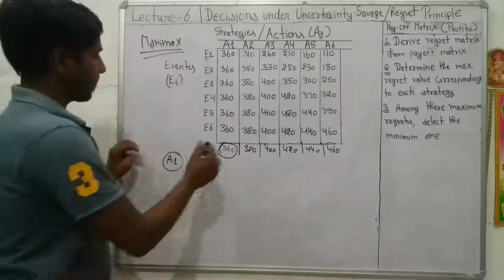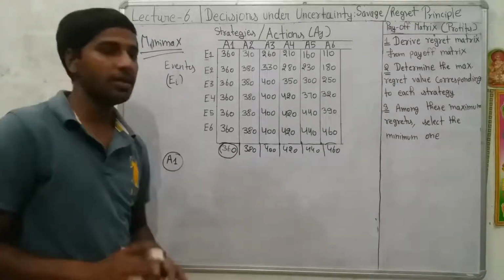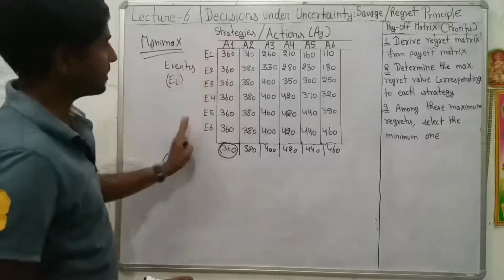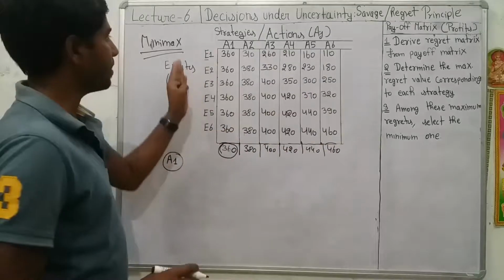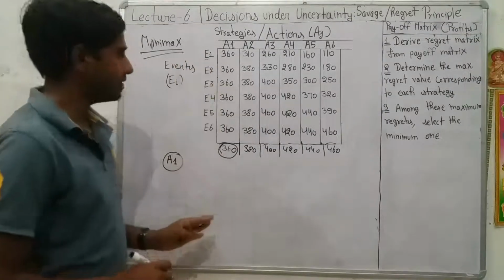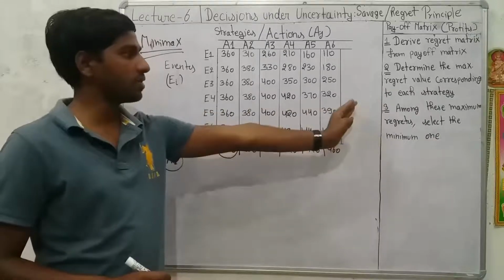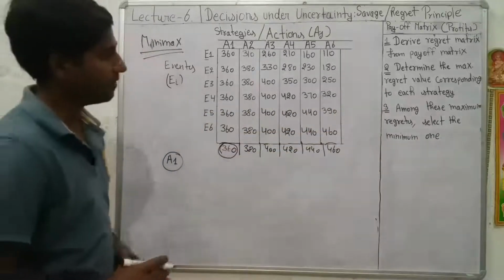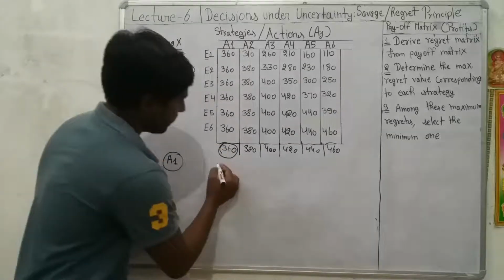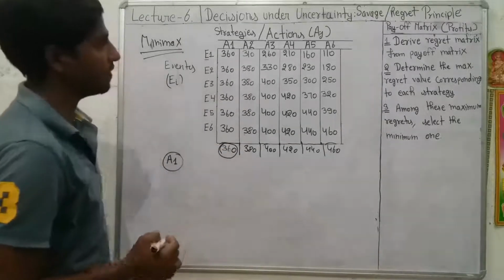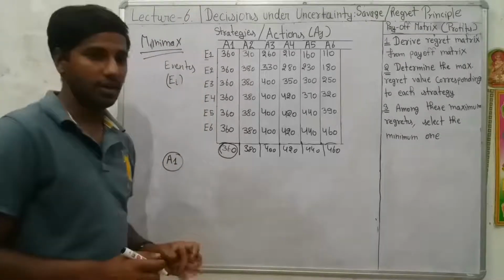So in this way we can say that the Savage principle is simply this: we calculate the regrets or opportunity loss for every combination of events and actions, then select the maximum regret value corresponding to each strategy, and then simply select the minimum out of the maximum values, that is 360. In this way we can find the optimal strategy for company A.